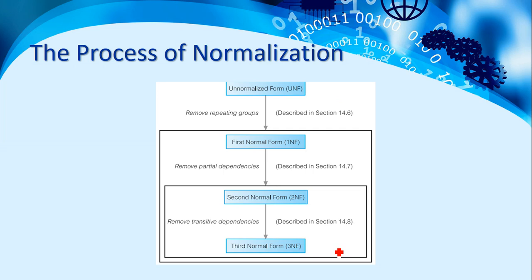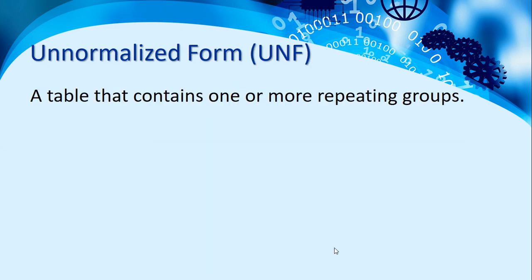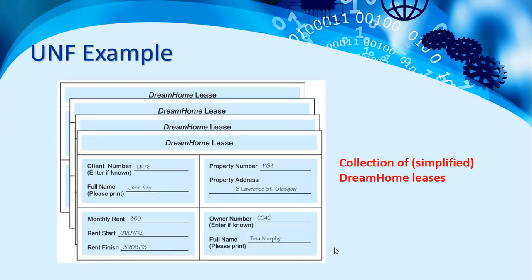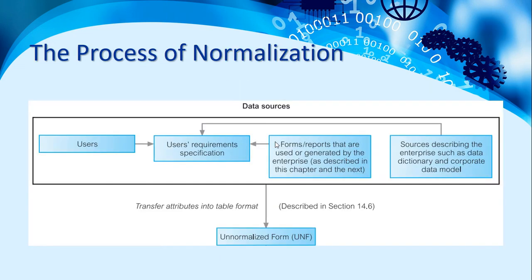Anyway, we'll start with the first, the unnormalized form. So pag sinabing unnormalized form, it's a table that contains one or more repeating groups. So, for example, we have here a collection of basically a form. So ito yung sinasabi sa data source na forms.